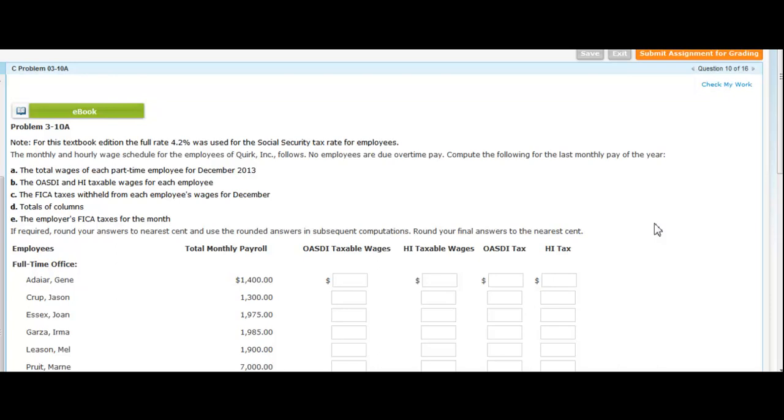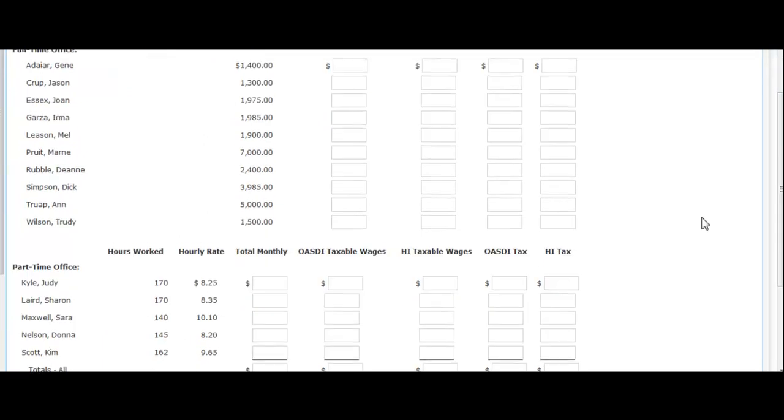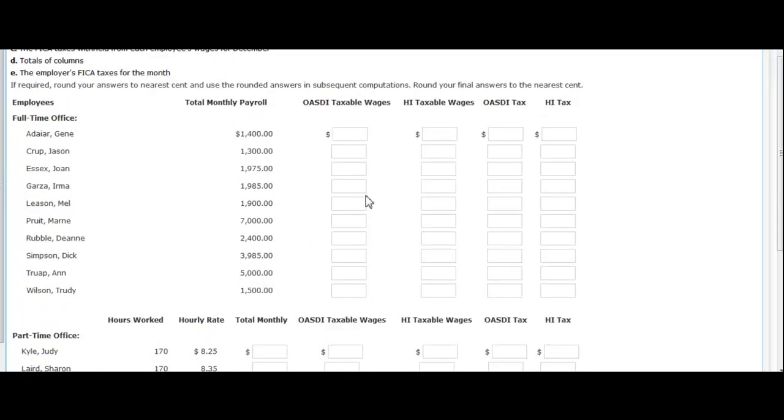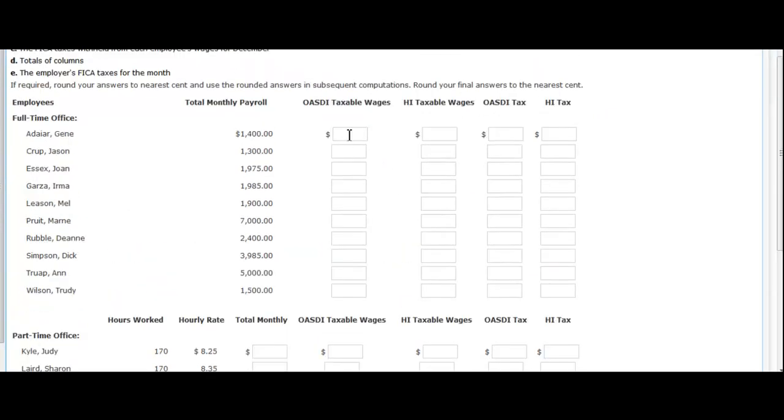Chapter 3, Example 10A, we have a series of employees listed here on the page. We have full-time employees and we have part-time employees. What we need to do is take their total monthly payroll, and they only get paid monthly, and calculate their taxable wages, their high taxable wages, then the OASDI tax and the high tax for both the full-time and the part-time.